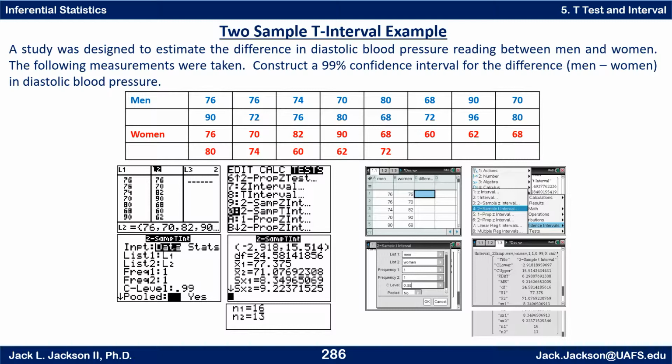So this gives us the confidence interval of negative 2.918 to 15.514. So whatever units we're using here that the blood pressure is measured in, we're saying that we're 99% sure that the difference between men minus women, in that order, is somewhere between negative 3 and 16, let's say, rounding those off a little bit.